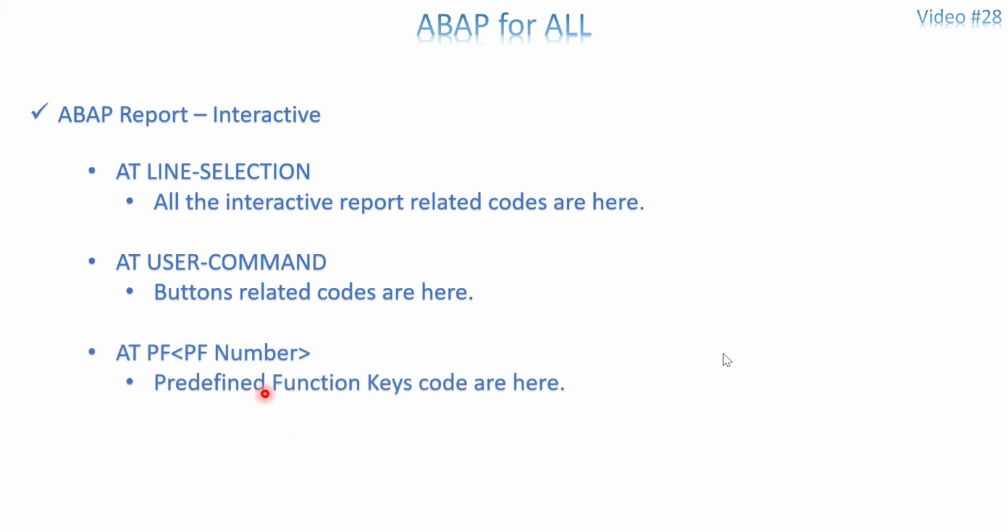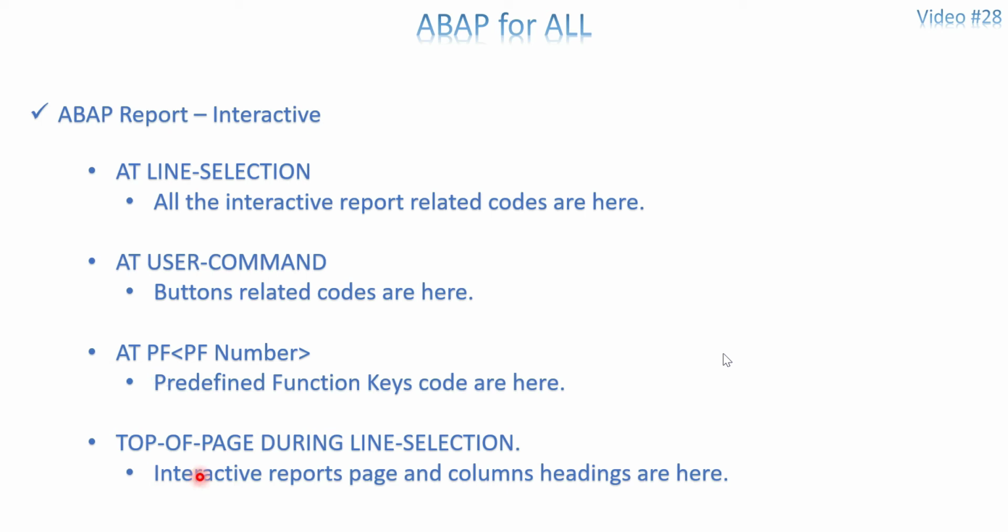At PF is for predefined function keys like F1, F2. If I press F1, what needs to be done? F2, what needs to be done? Those things are to be captured under the at PF status or at PF number event.